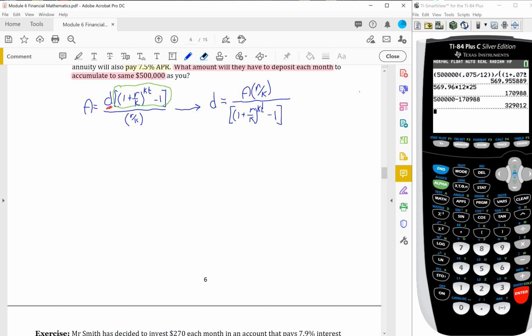Okay. Now let's plug in all the values that we have. D. Well, that's going to be the amount that you have in the account at the end, which is going to be that $500,000.